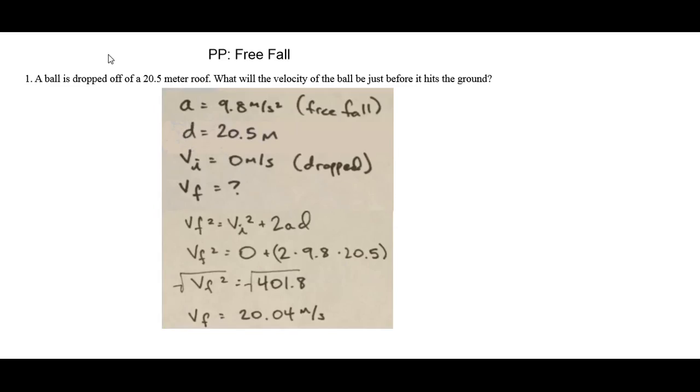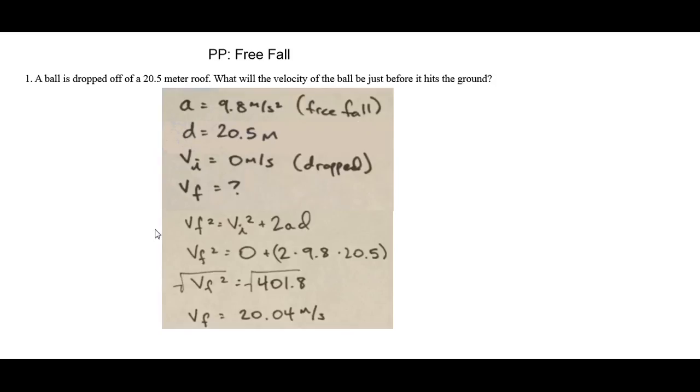Alright, free fall. I think there's two free fall problems here. First one, a ball is dropped off a 20.5 meter roof. What's the velocity just before it hits the ground? So we don't want to know the average velocity. We don't want to know v equals d over t. We want to know vf, final velocity. So it's dropped. Even though it doesn't say the vi is 0, we should know that because it's dropped, the vi is 0. This was just like our lab. The distance is 20.5 meters, and we know that the acceleration, because it's only under the influence of gravity, is 9.8 meters per second squared.